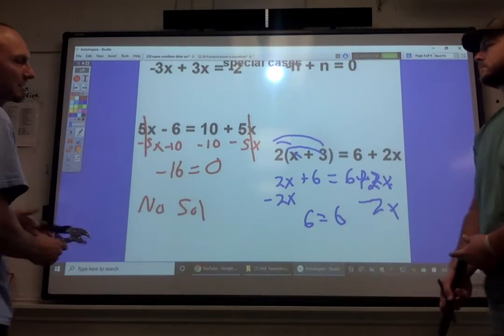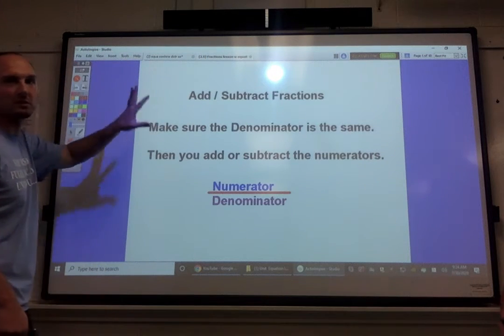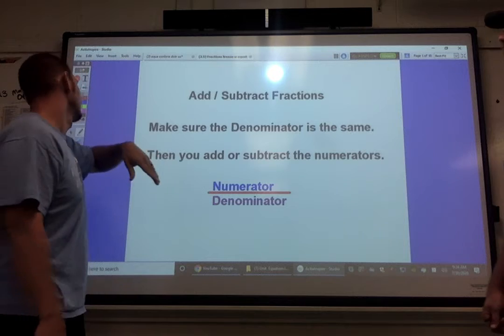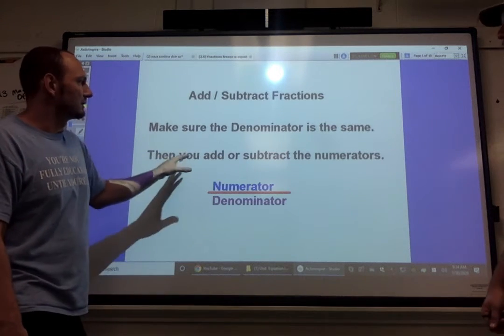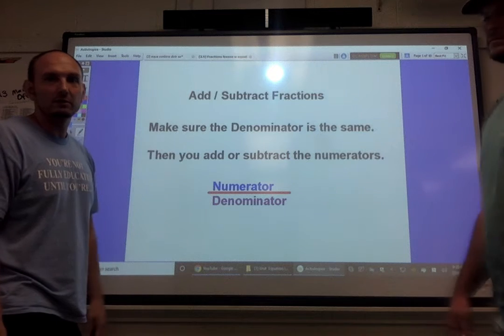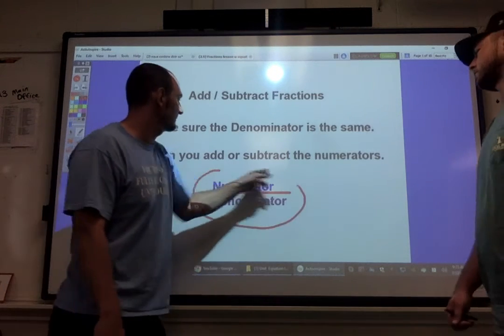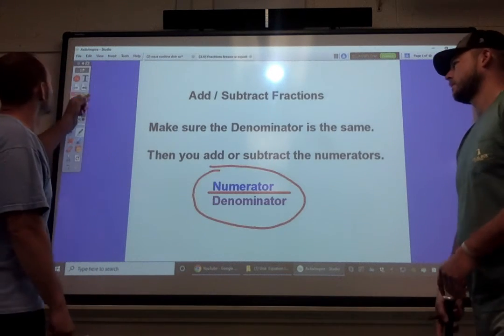All right, that's the first half of the lesson. Now we're going to jump to the fractions part. Be pretty quick. So here's your nice screen to look at. Adding and subtracting fractions. You just got to make sure the denominator is the same. If it is, then you're just going to add or subtract the numerators. But that's a big word I never understood. Here's your cliff note. Numerator, denominator. Top's numerator, bottom's denominator. There we go.